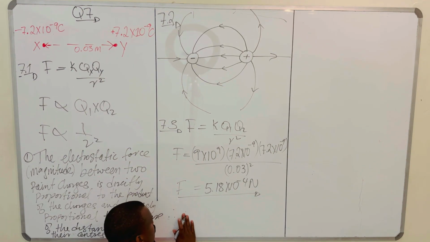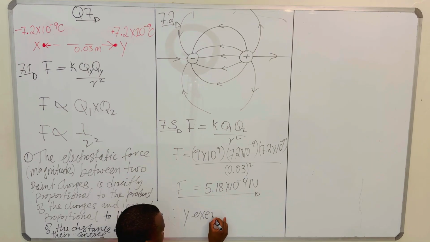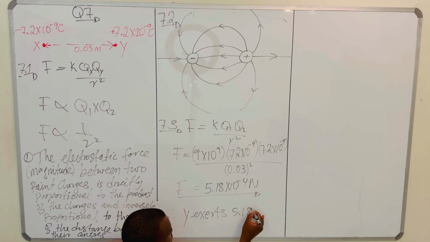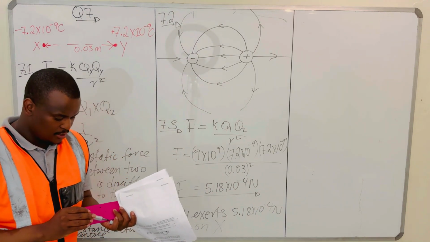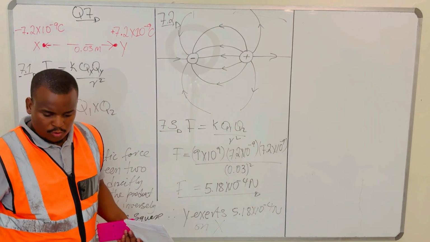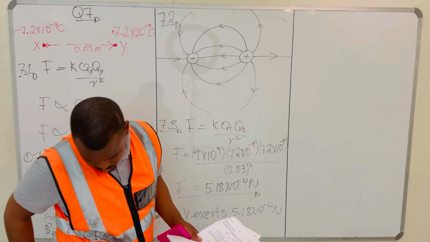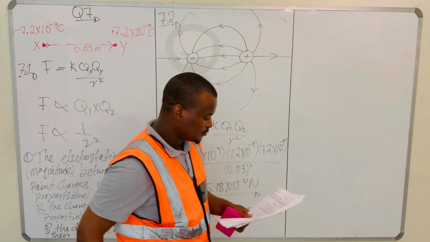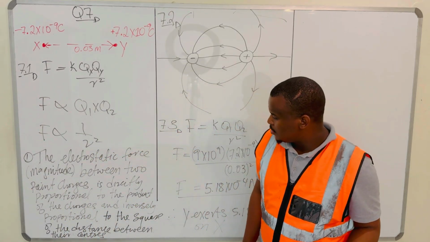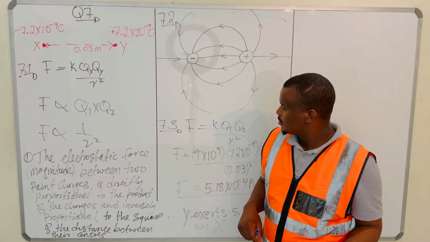So you can say, therefore, that Y exerts 5.18 times 10 to the minus 4 newtons on what? On X. That's it. This one is also finished. I'm going to use a navy color now, or blue color. So we're done with this one.